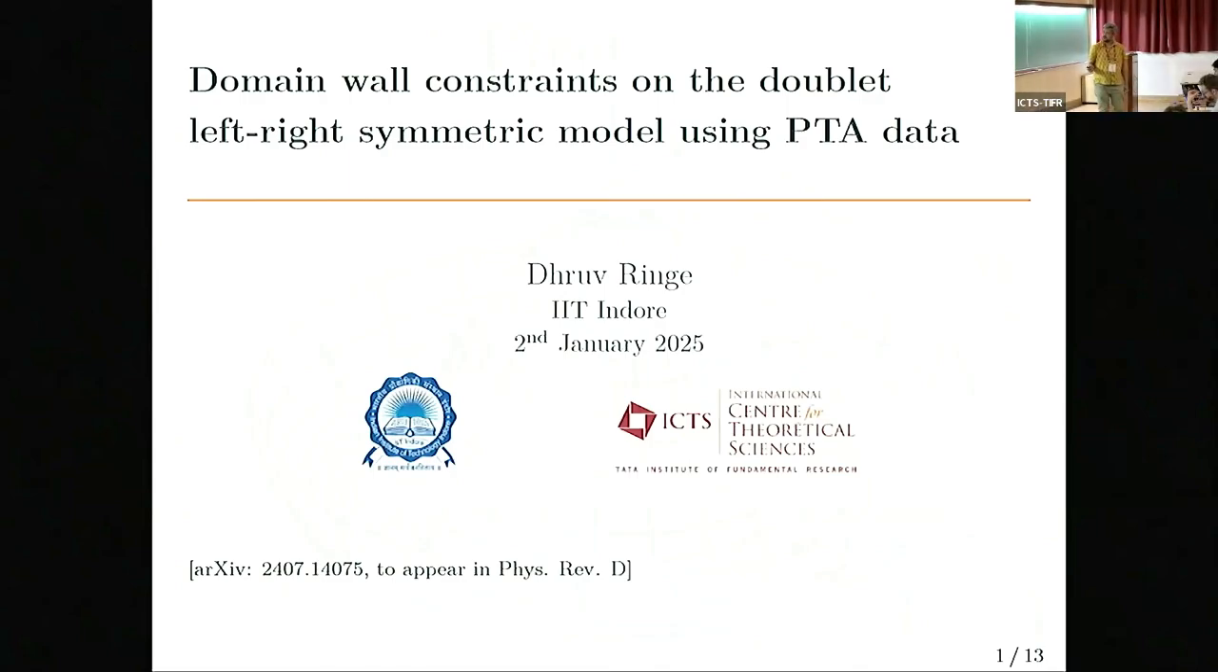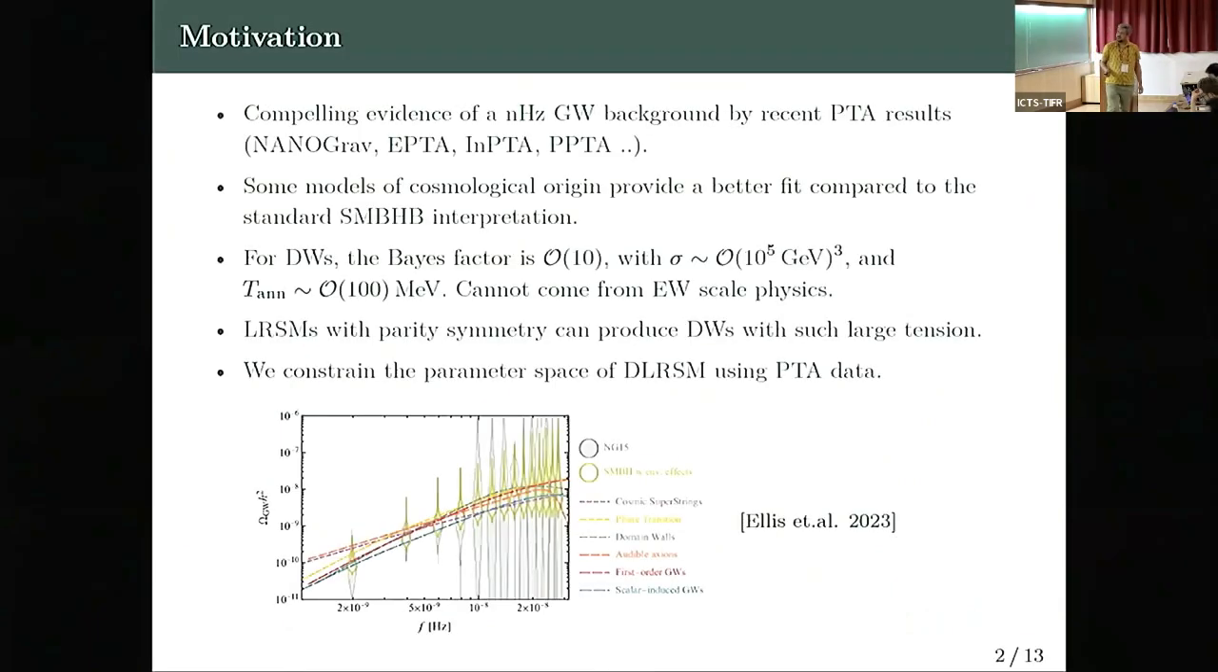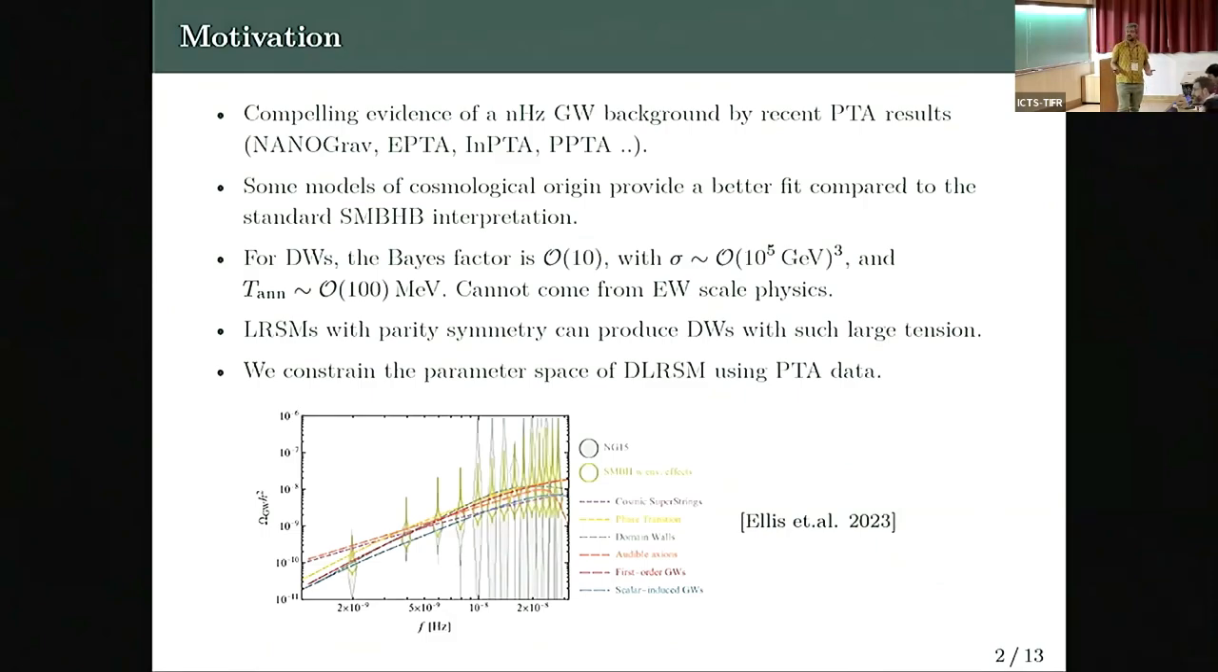I'm going to talk about domain wall constraints on the doublet left-right symmetric model using the recent PTA data. This work has recently been accepted. So what is the motivation? We have heard many talks that tell us that there was recently compelling evidence of a nanohertz gravitational wave background, found by the PTA results of these various collaborations.